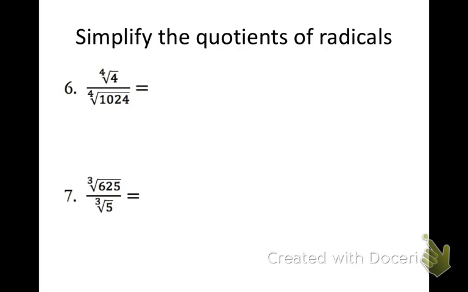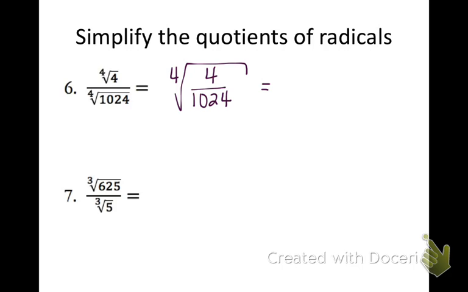Problem 6, we have a fraction going on. So we can rewrite this 4 and this 1024 in one big radical, and then simplify the inside. Take 4 divided by 1024. When we do that, you get a decimal.